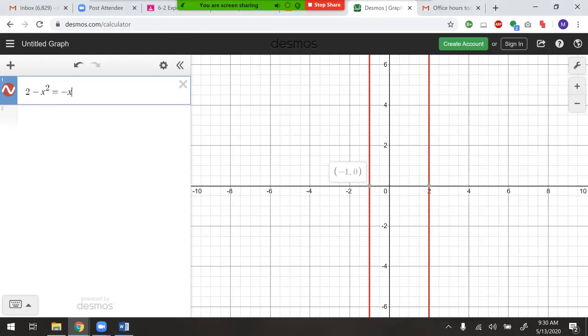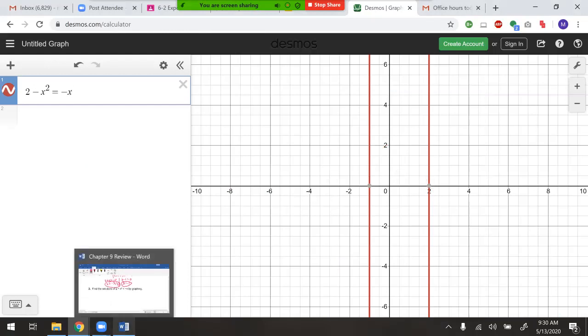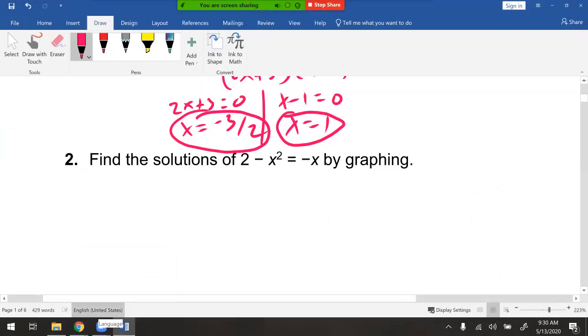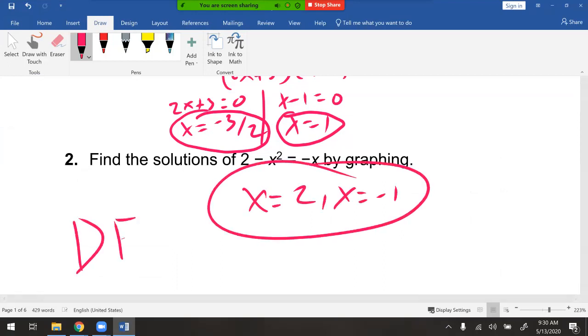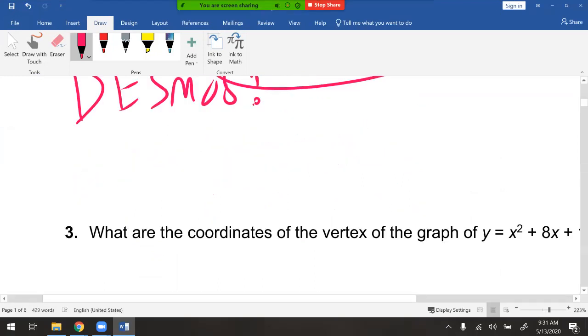Notice how it's these two x-intercepts, 2 and negative 1. All you do is find the x-intercepts, and then voila, you're done. So x equals 2, x equals negative 1. You use Desmos. Okay, there should not be any questions on number 2. None whatsoever. Okay, here we go.